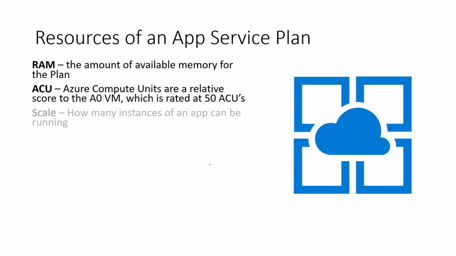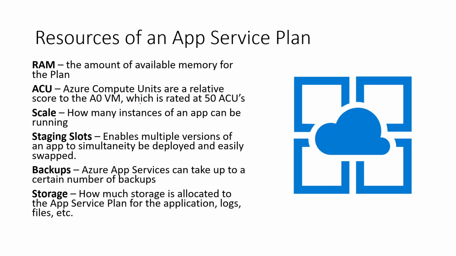So the resources for an app service plan look like this. You basically buy the app service plan, and it comes with a predetermined set of RAM, ACUs, which are basically a relative score based on an Azure VM. So an Azure VM with 50 ACUs, and that's a single core VM, very bare bones VM on Azure. And so you can go up from there. So 100 would be like 2 core, and 200 would be like a 4 core, etc. And then scale, how many instances you want to run. You have staging slots. That's getting back to those deployment slots.